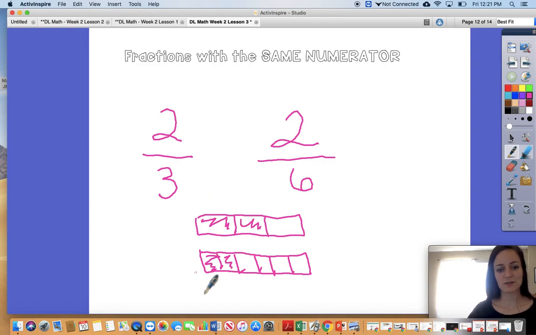Who's getting more candy bar? Me, right? Because even though my number on the bottom is smaller, that's a good thing. That means I don't have to share with as many people, right? 2/3 is bigger than 2/6, okay? 2/3 is greater than 2/6. Let's try another one.